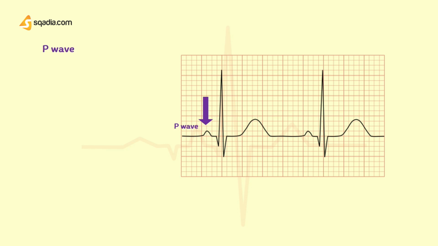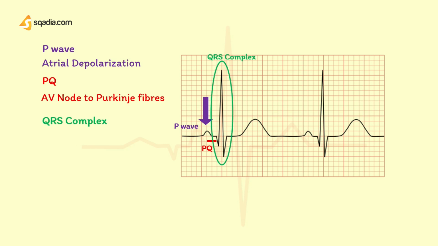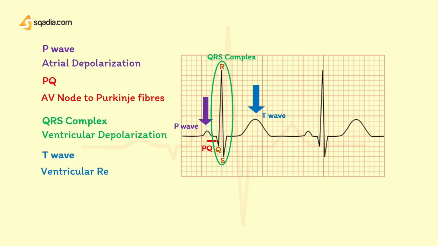First, we have the P wave, and this represents atrial depolarization. PQ over here is the time taken from the AV node to the His bundle branches, and Purkinje fibers. The QRS complex is when the ventricles depolarize and generate the largest section. This includes a negative deflection, which is Q, then a positive deflection, which is R, and then a negative deflection again, which is S. And lastly, we have the T wave, which represents repolarization of the ventricles. So now we have the atrial depolarization, the ventricular depolarization, and the ventricular repolarization.